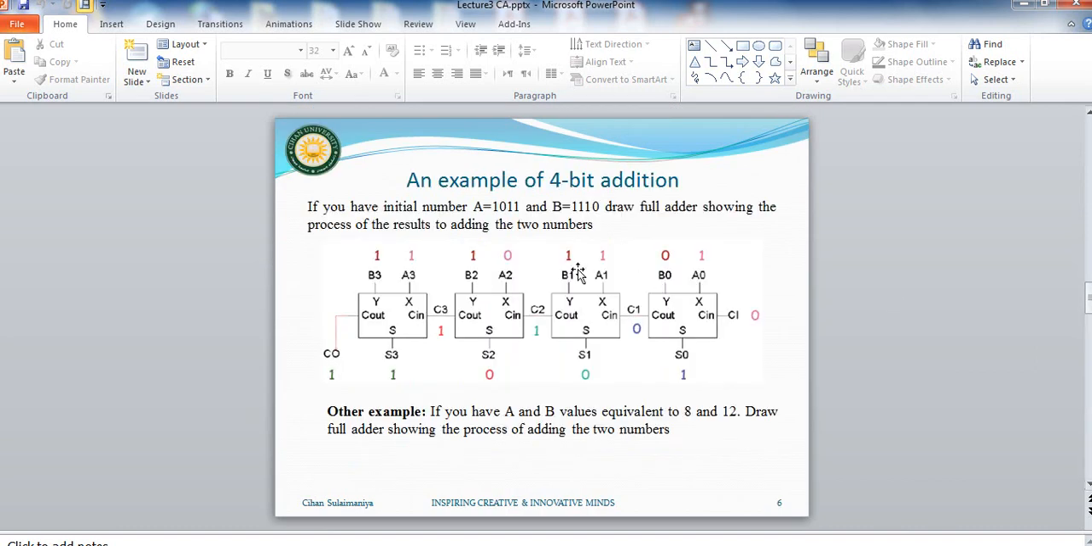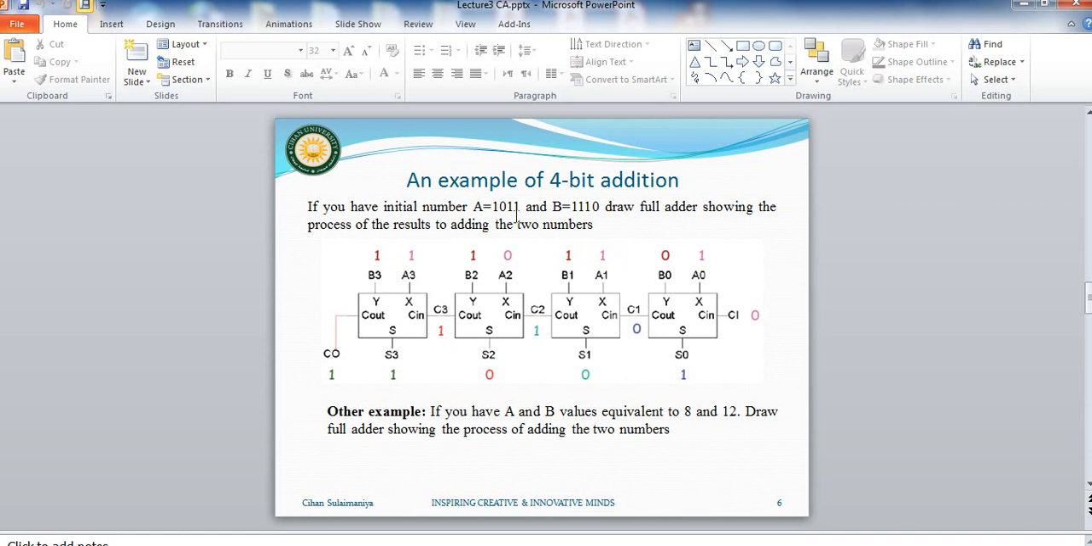Now, because these are 4-bit numbers, we do need 4 full adders. So this is the first full adder. We have A0 is 1 and B0 is 0, and we have C in. Always in the full adder, when you do addition, the C in is going to be 0 at the beginning. So let's go for A.